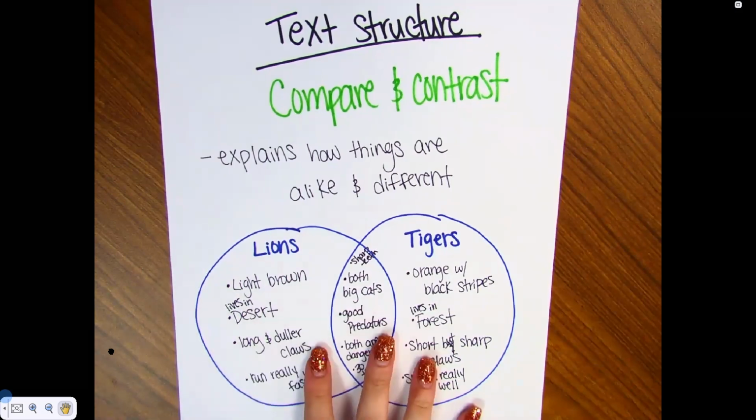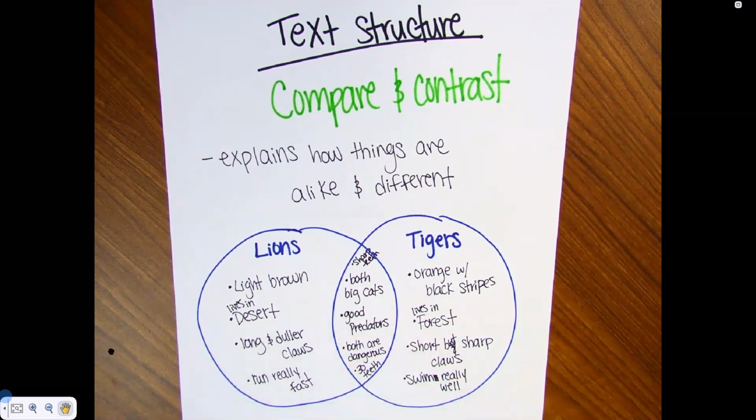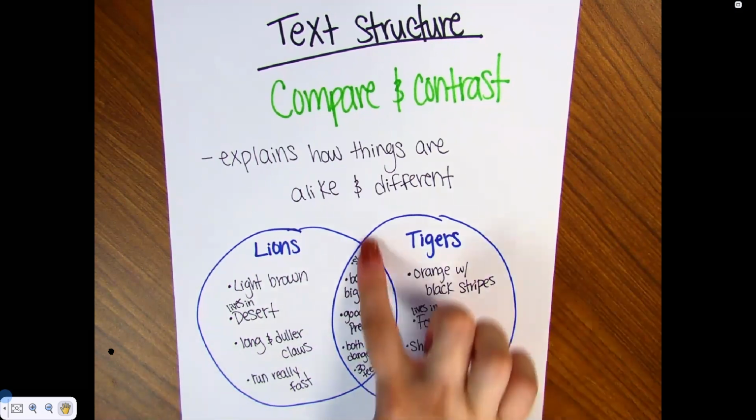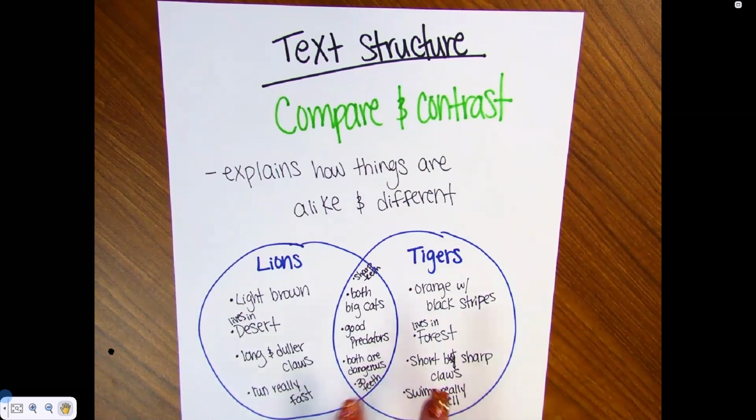So it's really important that you are able to compare and contrast and look at how two different animals or two different things can be alike and different. Remember, the stuff that's the same goes in the middle, and the stuff that's different goes on the sides.